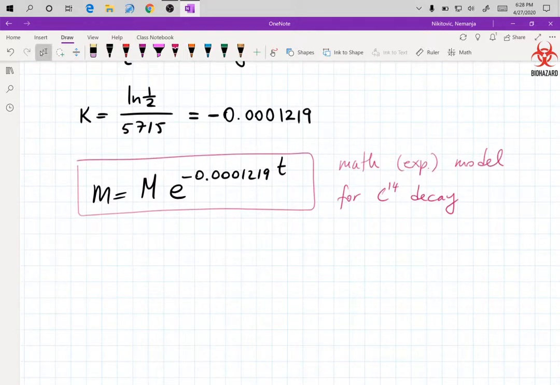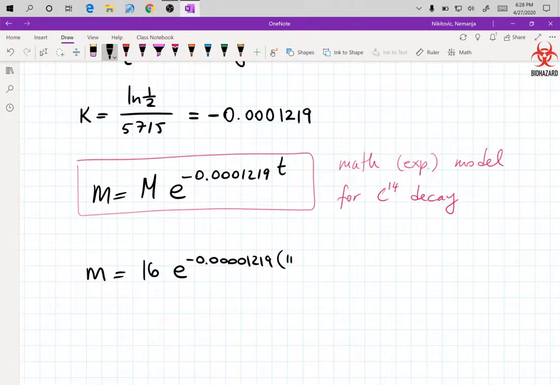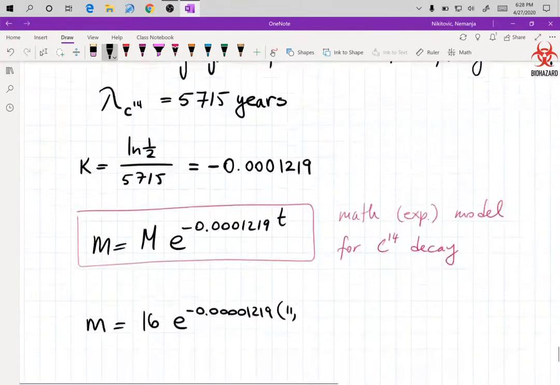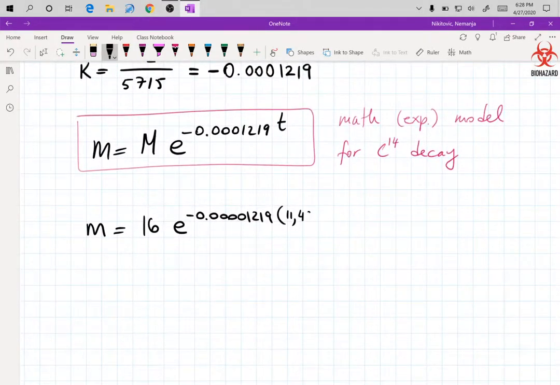What is the question? The question is, if the initial mass is 16 grams, how many grams will be there after 11,430 years? So mass is equal to 16 grams e to the negative 0.0001219 times 11,430. There we go. Punch that in a calculator.